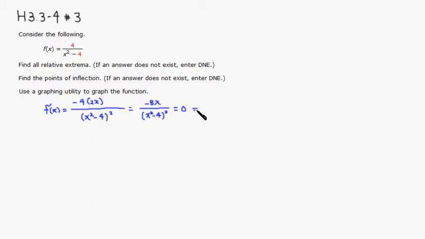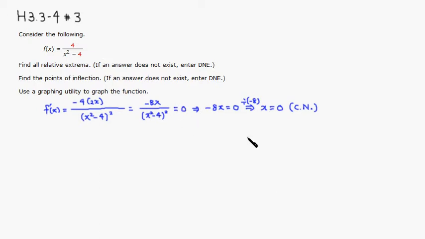Then we can set negative 8x equal to 0. Divide through by negative 8, which gives you x equals 0. So that will be our critical number. When x equals positive 2 or negative 2, the denominator becomes 0, but positive 2 or negative 2 is not included in the domain, so they cannot be critical numbers.